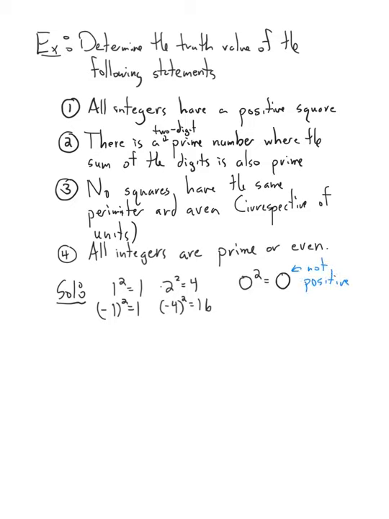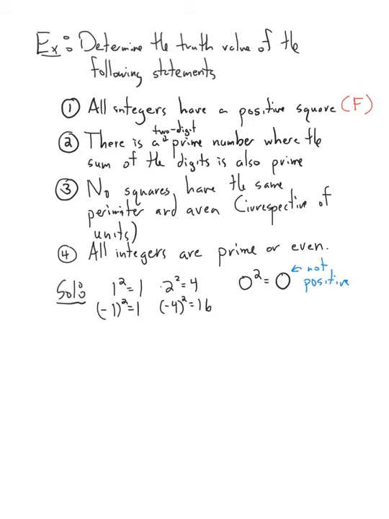Since 0 isn't positive, that means we found what we call a counterexample to this universal statement. So it's not true that all integers have a positive square. So this is indeed false.